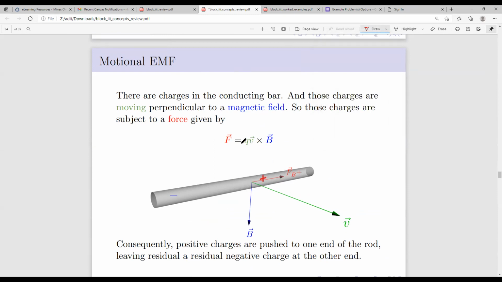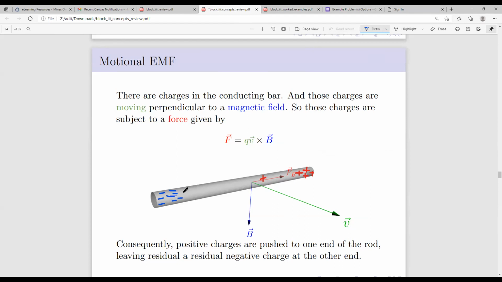A positive charge, according to this equation, if I make my index finger the green velocity vector, and I make my middle finger the blue magnetic field vector pointing down, I like Tyler's analogy of big for middle finger, since that's the longest finger. The force, which is your thumb, is going to point towards one end of the rod. So the positive charges are going to be pushed towards one end here. And what that's going to leave is residual negative charges here, which is pretty cool on its own.